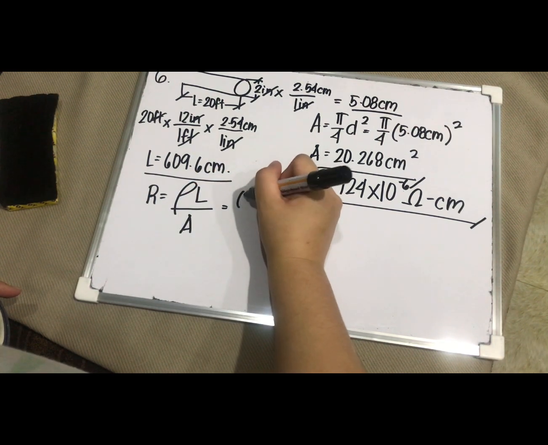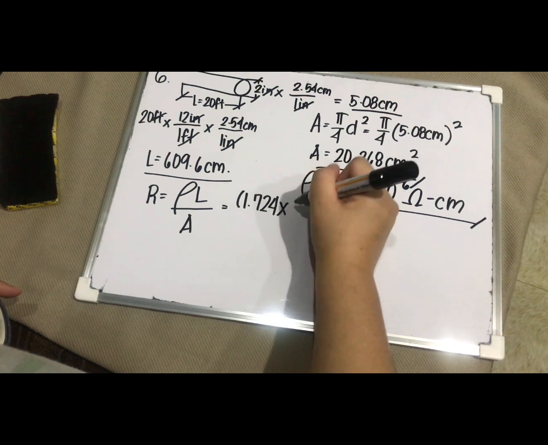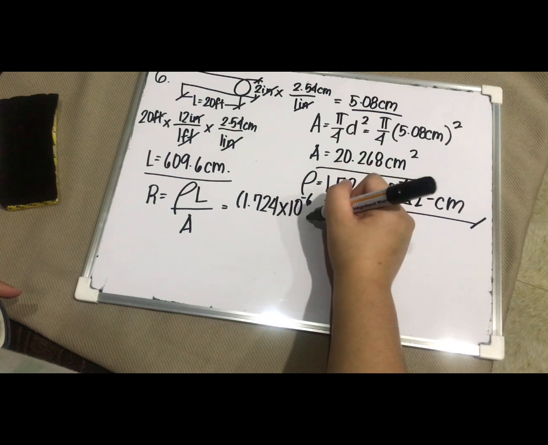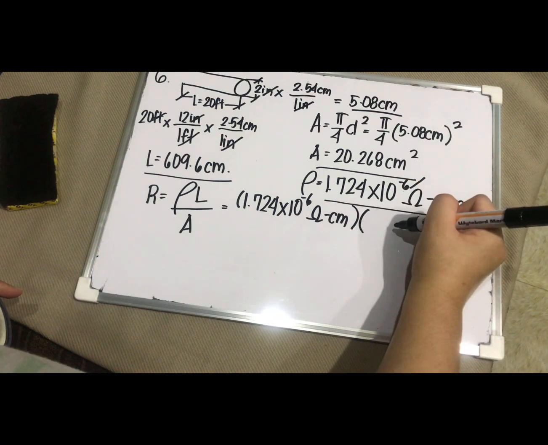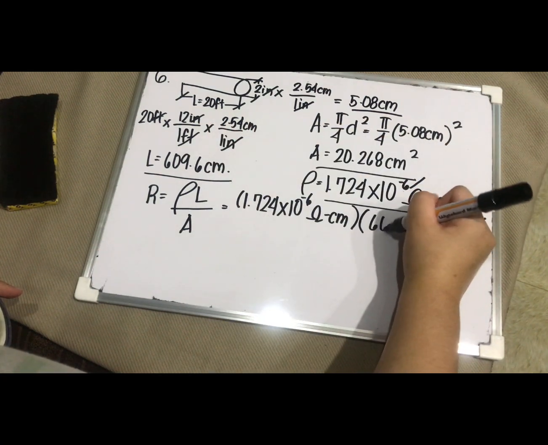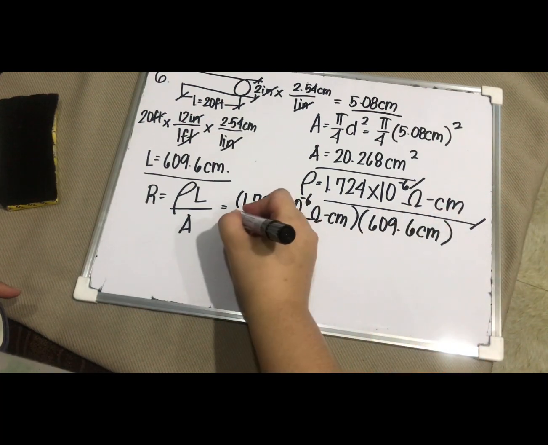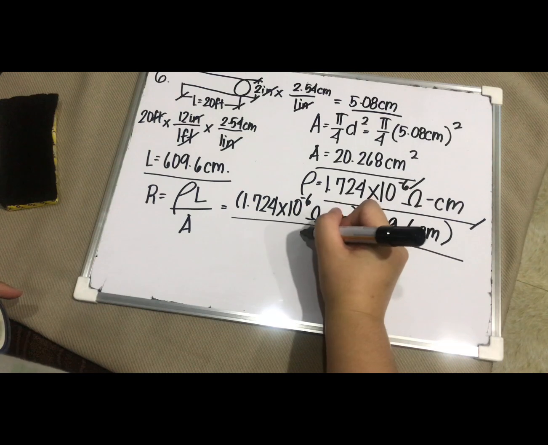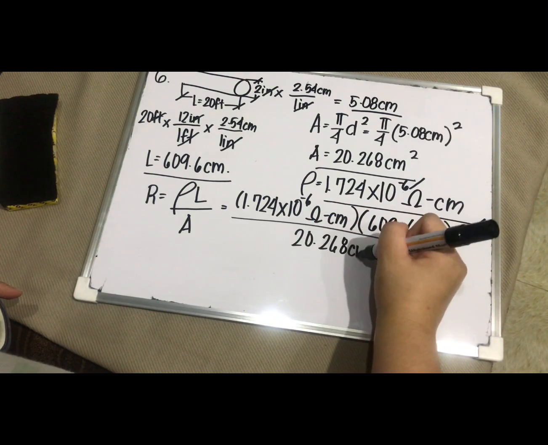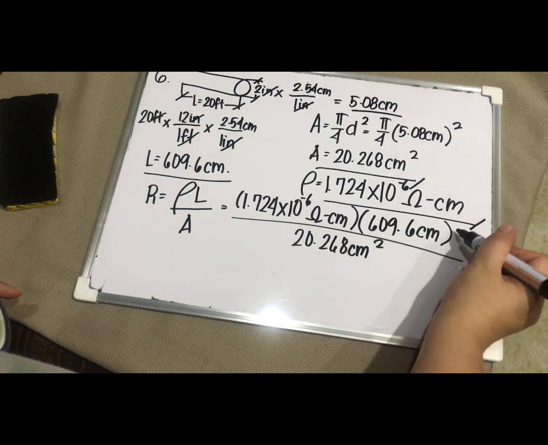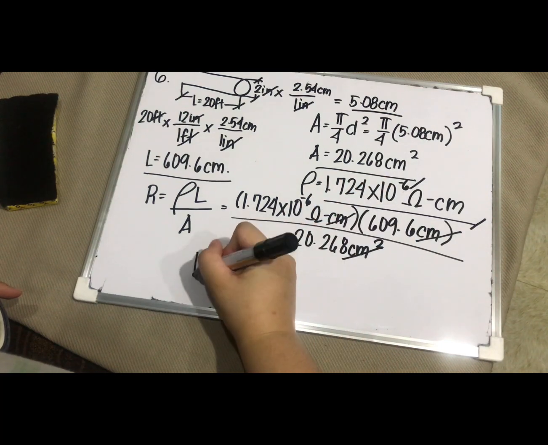So, 1.724 times 10 raised to negative 6 ohm centimeter. Multiply natin sa length, 609.6 centimeter. Divide natin sa area, 20.268 cm squared. So, makakancel itong mga unit na to. Ang matitira ay ohm.